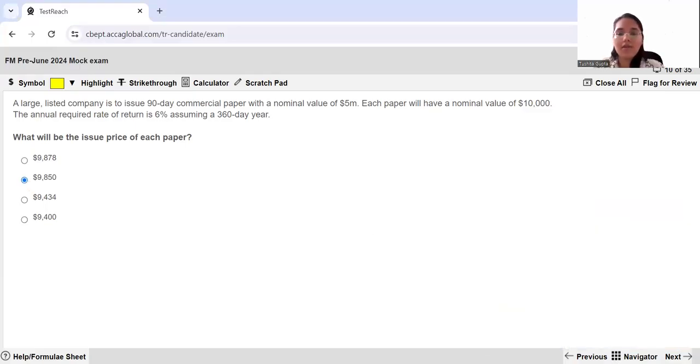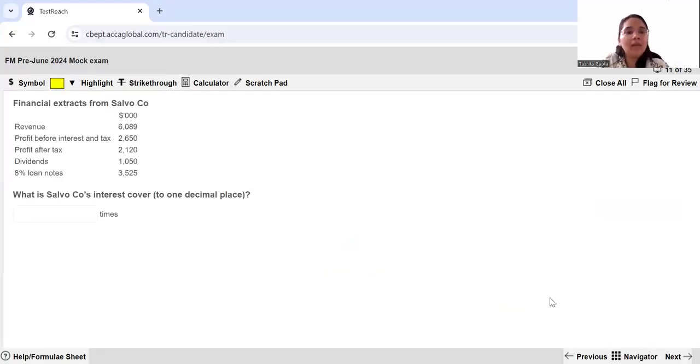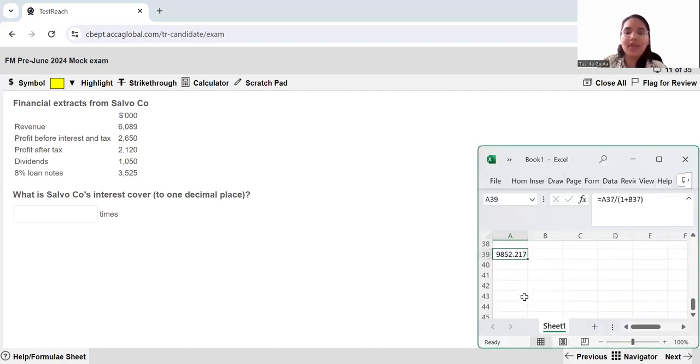All right. So let us move ahead. Question number 11. Financial extracts from Salvo company. You have the revenue, you have the PBIT, profit after tax. You need to find out the interest cover. It is pretty simple. You just take your PBIT and divide that by your interest payments. So let us see how much is our interest payment over here.